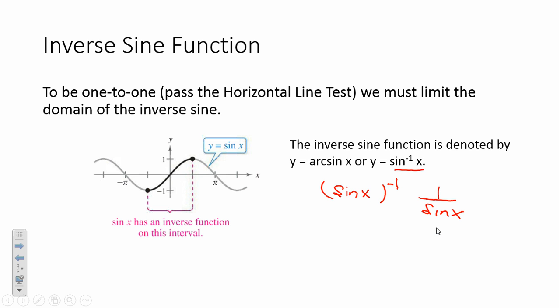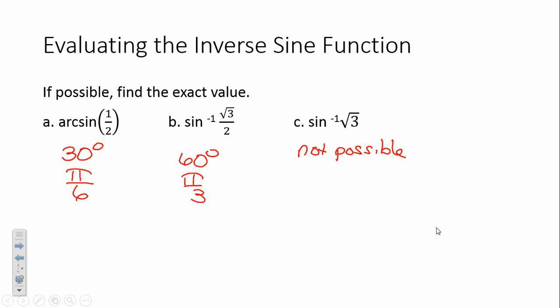Okay, so we're restricting the domain, negative pi over 2, negative 90 to 90. Okay, and we're asking ourselves what angle has a sine that is one half. So on Friday we said that was 30 degrees. Okay, pi over 6 is the equivalent in radians. What angle has a sine that is square root of 3 over 2? 60 degrees. That's pi over 3.